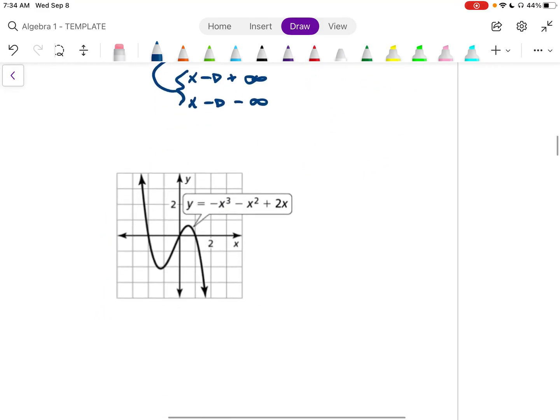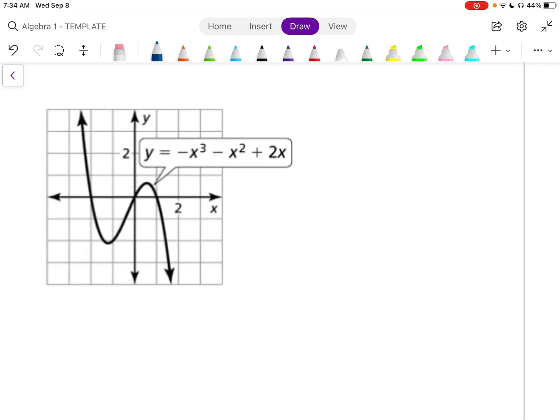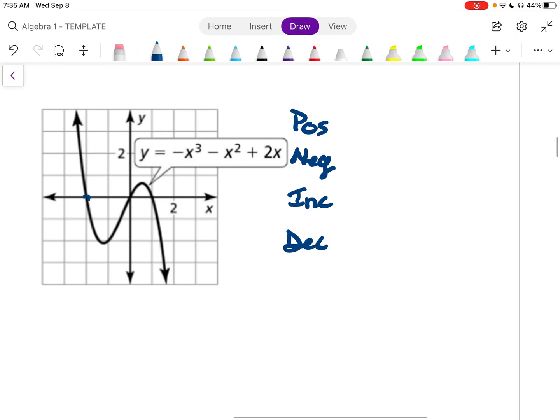All right, next graph. Positive, negative, increasing, decreasing. Let's look at our x-intercepts first. We have one here, here, and here. This is going to be -2, 0, and 1.